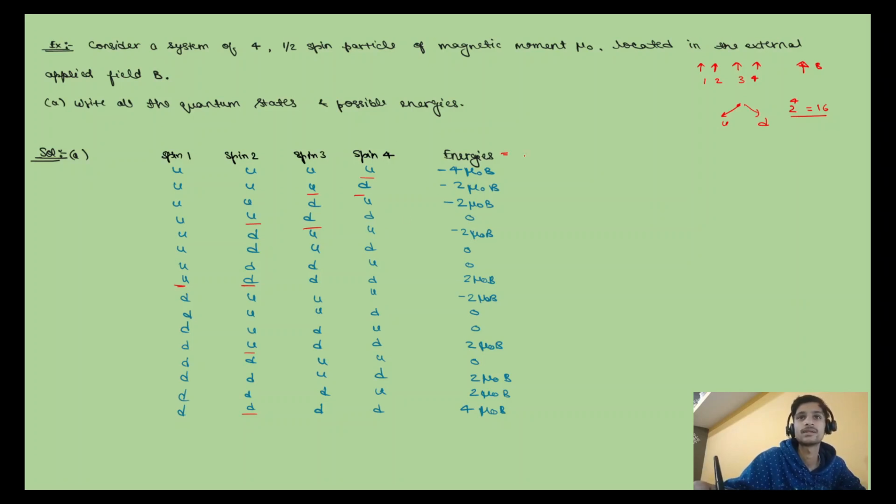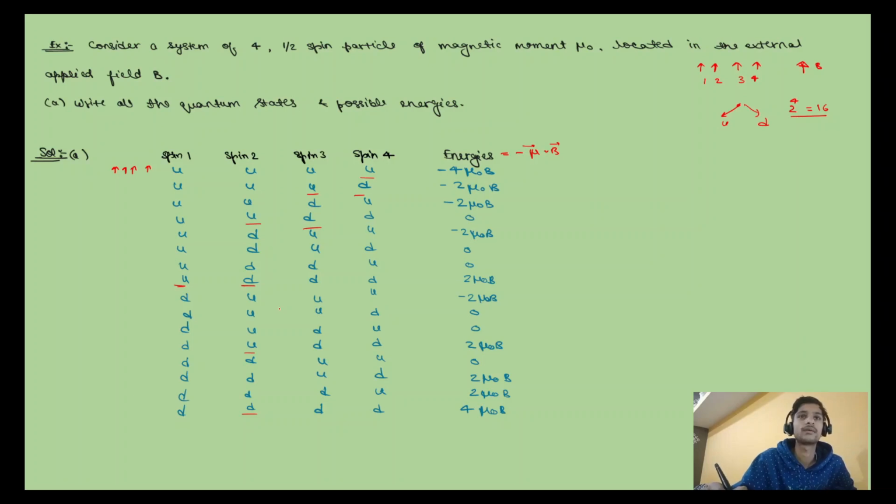So now the energy is given by minus mu dot B, where mu is the magnetic moment. Now for the first combination, that is all the magnetic moments, they are all in the up direction, right? So the net magnetic moment will be 4 times mu naught. So the total energy will be minus 4 mu naught B, right? And similarly you can write energy for all of the 16 cases.